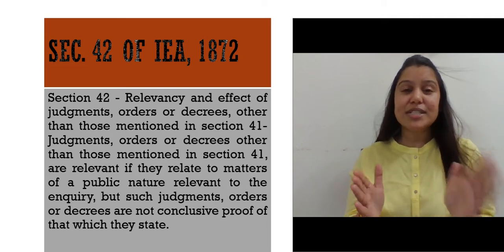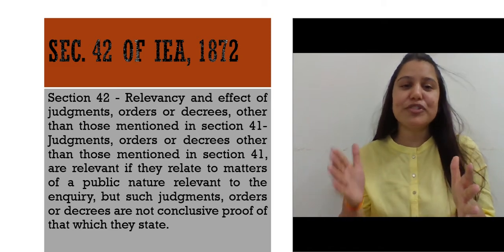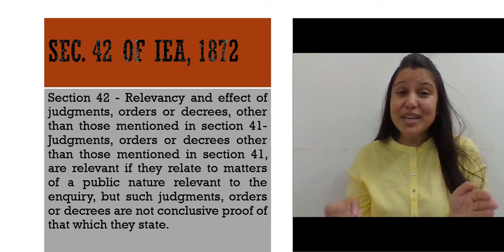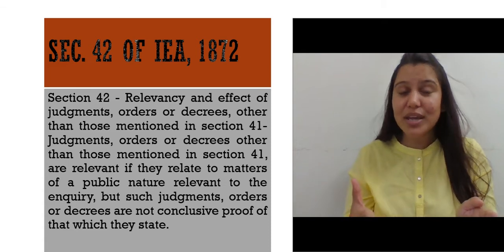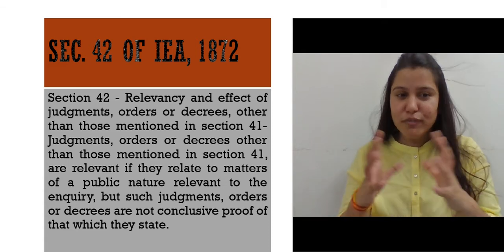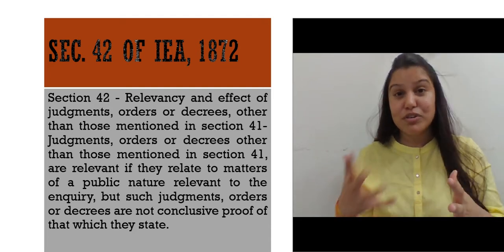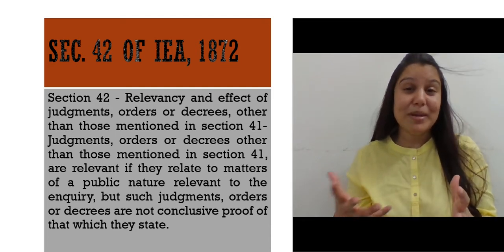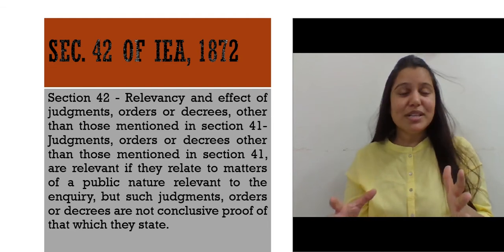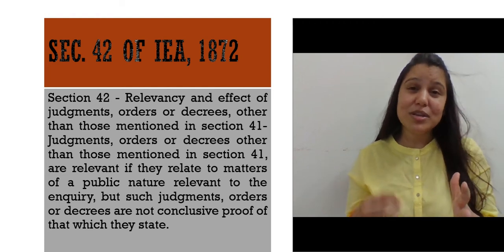Now A filed a case against B for trespass. Right? A filed a case against B for trespass. Now B is saying that is a public way. I have not trespassed. That is a public way. Right? So of course it is relevant to a case related to public nature. If it is a public path, then of course it is of a public nature. So B is saying, no, I did not trespass. That was a public way.